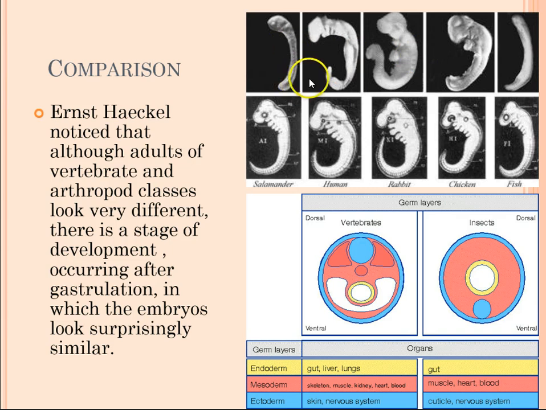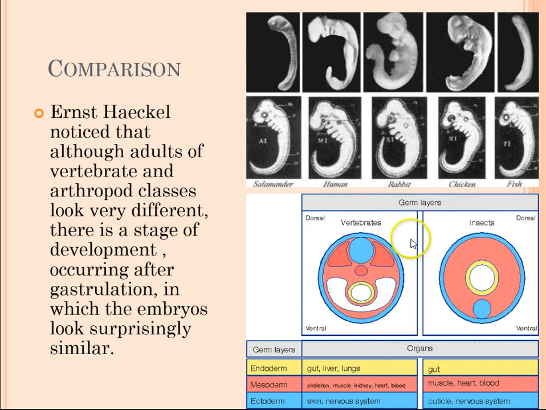I mean, this is a salamander, this is us, this is a rabbit, this is a chicken, and that's a fish. And obviously some of them look more closely related, but when you start looking at like these guys, there's not a lot of difference. These guys, not a lot of difference. So what we've got represented here, of course, is a fish, an amphibian, a bird, and 2 mammals. And so really, really interesting thing there.